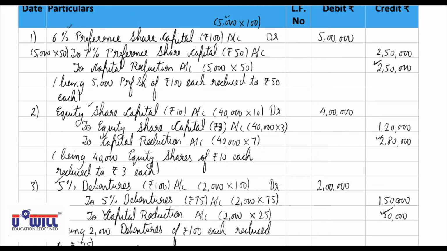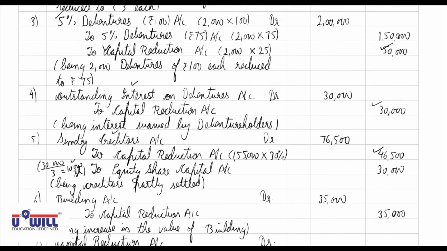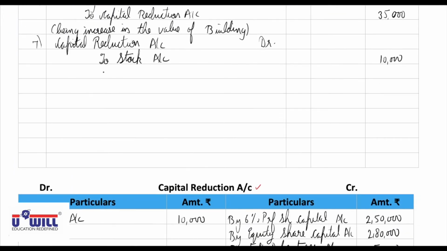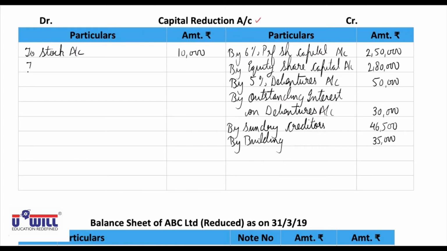Then further if you see that adjustment, furniture and fixtures 55,000, means we have to write off 5,000. In balance sheet it is 60,000. Now its value is 55,000, so we have to write off 5,000. To furniture account 5,000. So in capital reduction account also debit side to furniture account 5,000.